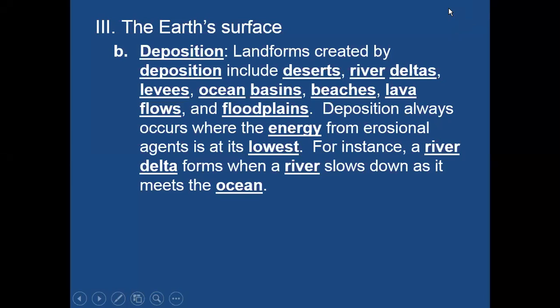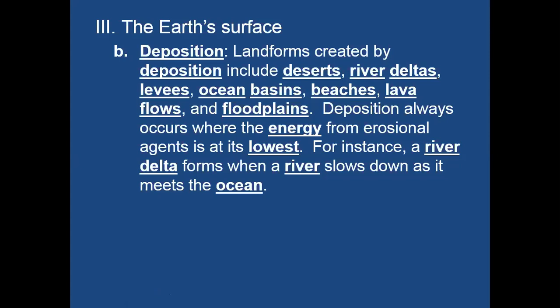These are the types of landforms that we're going to discuss today. Those are going to include deserts, deltas, things called levees, ocean basins, beaches, lava flows, and floodplains. I'll go over each one of those as we go through them. But deposition is always going to occur in a certain spot, and that's where energy is at its lowest. So basically, as wind moves quickly, it'll eventually slow down and begin to deposit things.